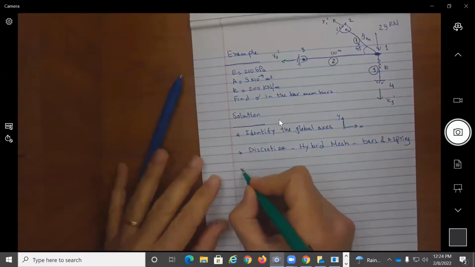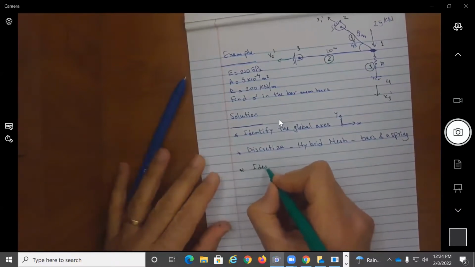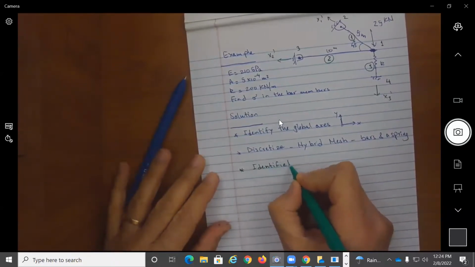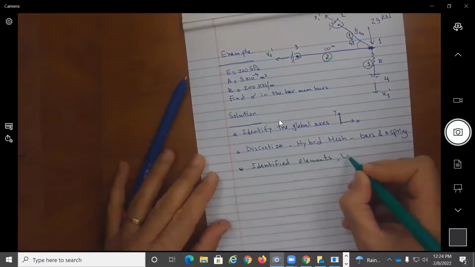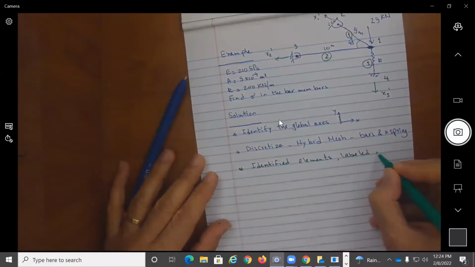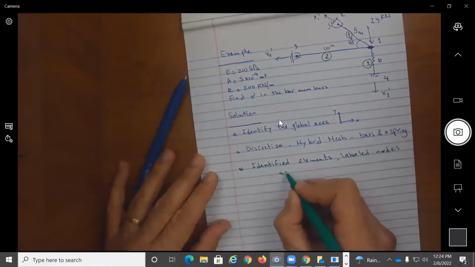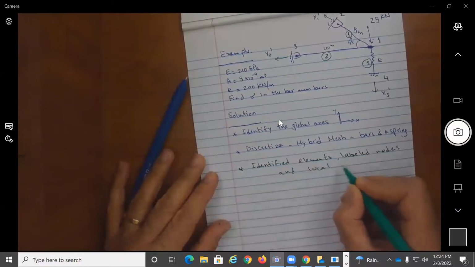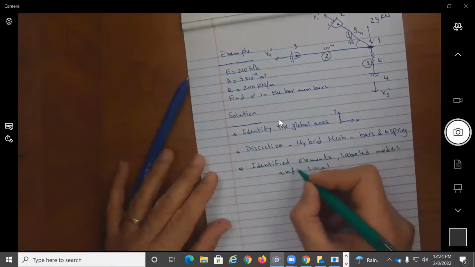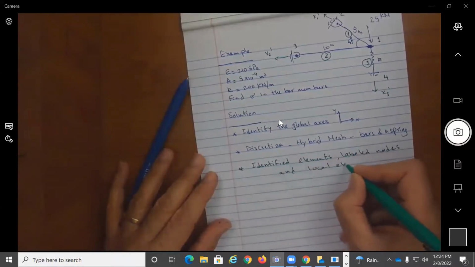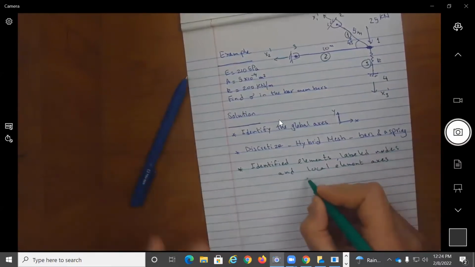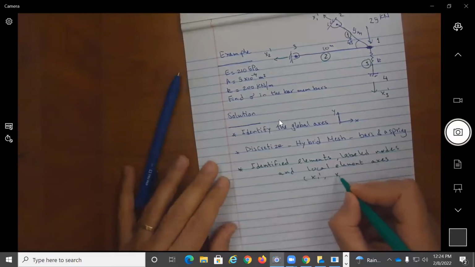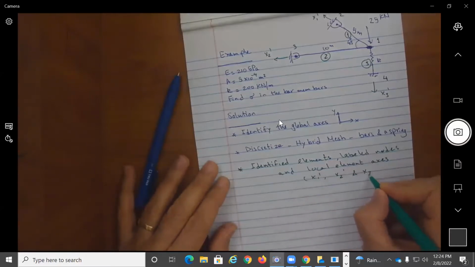So here we identified elements, labeled nodes, and local element axis. In this case, we had the x1 prime, x2 prime, and x3 prime.